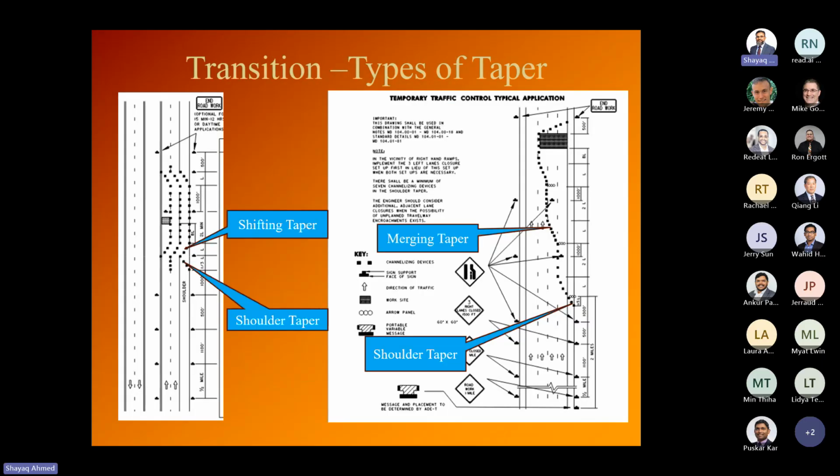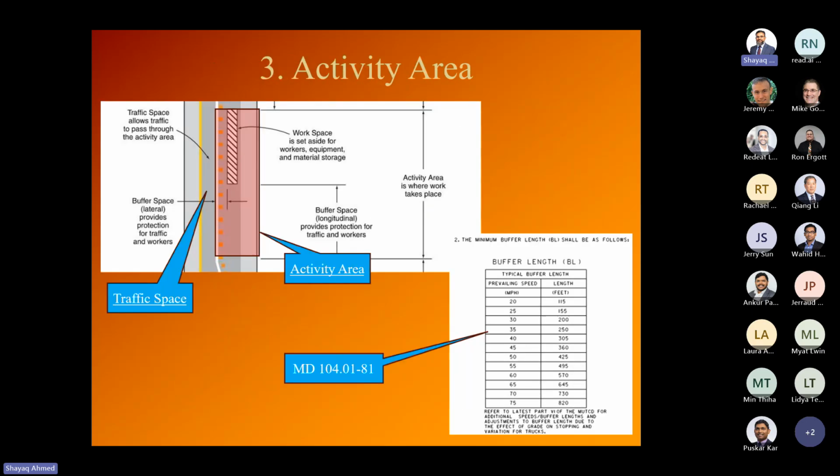Okay, I think we were at the shoulder taper. Okay, so I believe we discussed pretty much all of it: shoulder taper, shifting taper, and merging taper. And the third work area is the activity area. This is where the actual work is happening. So this activity area includes the buffer space, the workspace, and also the traffic space.